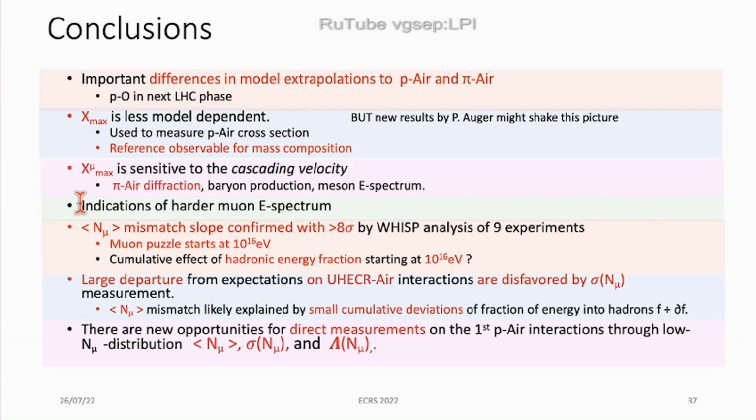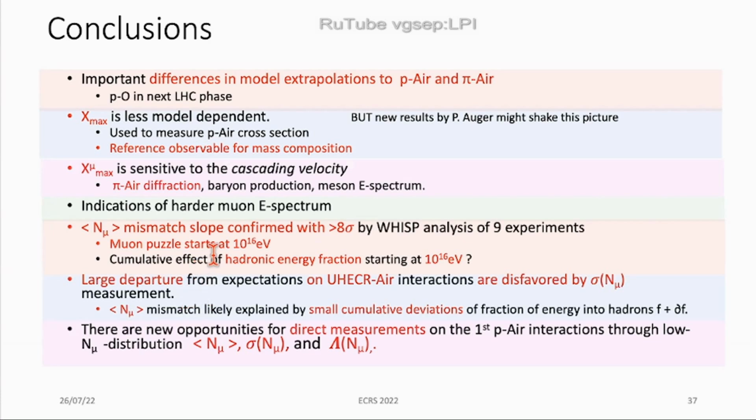There are strong indications of harder muon spectrum in data compared to models, and the muon puzzle. This is the most important result so far, the mismatch is confirmed with more than 8 sigma by the WISP group, which is collecting results of 9 experiments. And the muon puzzle starts at very low energy, at 10 to the 16. But it looks like this effect is cumulative, and it can be explained by an increase of the hadronic energy fraction over different stages of the shower starting at 10 to the 16.